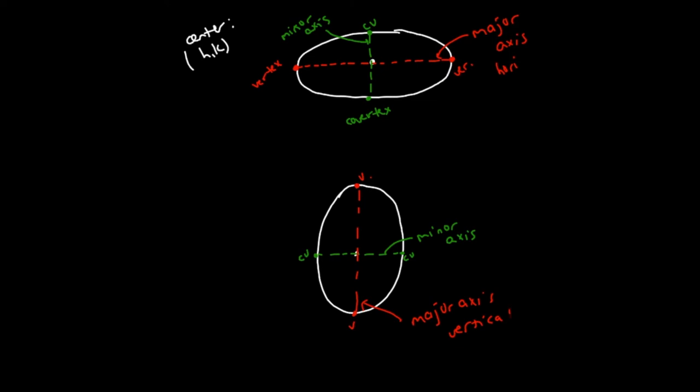Some more information about this detail. The length from the center of the ellipse to the vertex along the major axis is represented by a small a. So if this is small a and this is small a, then the total length of the major axis, you're going to see me write MA for major axis, is equal to 2a, right? A plus a, twice a.